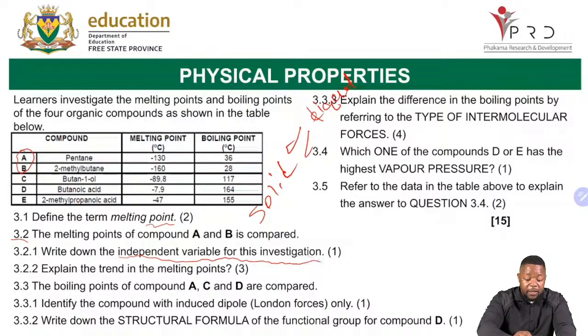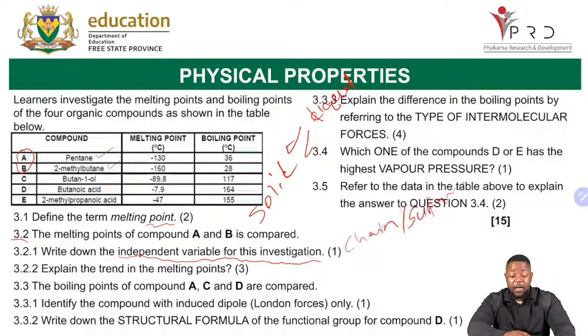If we look at compounds A and B, pentane has a longer chain, and we have 2-methyl butane, which has a spherical chain. So we can easily see that the chain length was changed in the experiment. So we can expect our independent variable to be the chain length or the surface area.